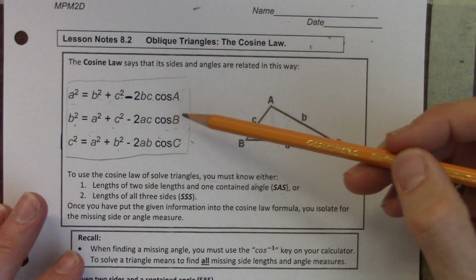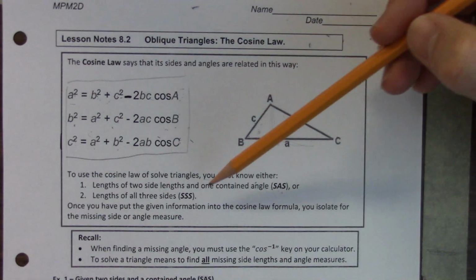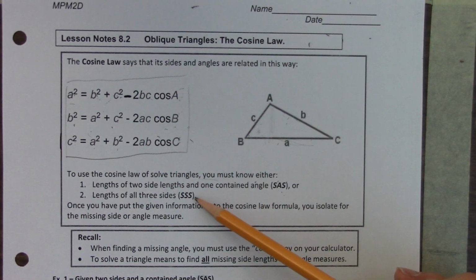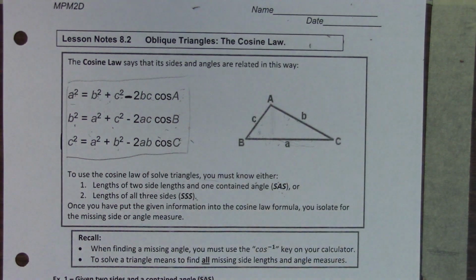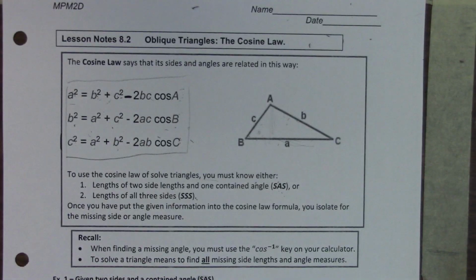This one is a little harder, and I don't think it's that hard, but the formula is longer, right? So these are the two scenarios. You're either given side, angle, side, or you don't have any angles. You just have all three sides. Side, side, side, or side, angle, side. Those are the ones where you know it's cosine law, okay? If you have any other ones where you have the angle on the opposite side, you can use sine law, all right?